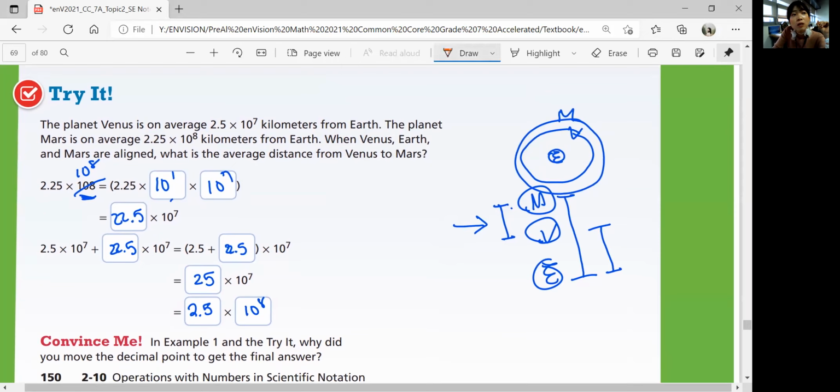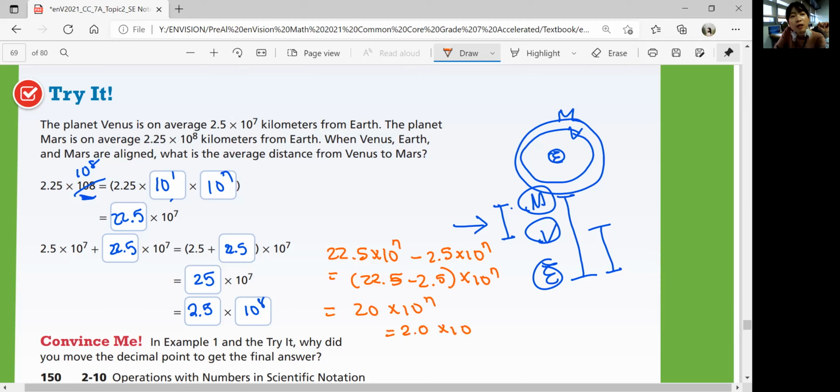So we're going to write 22.5 times 10 to the 7th power minus 2.5 times 10 to the 7th power. We're going to subtract, remember, 22.5 minus 2.5 times 10 to the 7th power. We have 20 times 10 to the 7th power. Write it in scientific notation, 2.0 times 10 to the 8th power. Okay? Convince me.